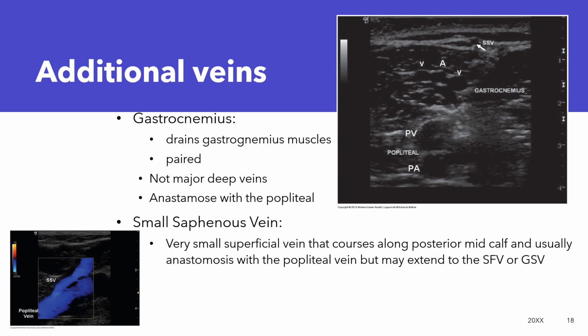Another vein that you may find is the small saphenous, formerly known as the lesser saphenous vein. This is a very small superficial vein, and it courses along the posterior mid-calf and typically anastomoses with the popliteal. Sometimes it travels farther superior before anastomosing, and it may actually anastomose with the superficial femoral vein or the greater saphenous vein.